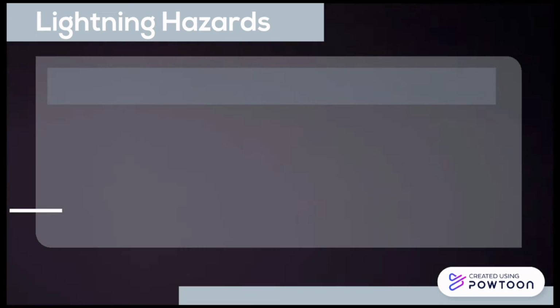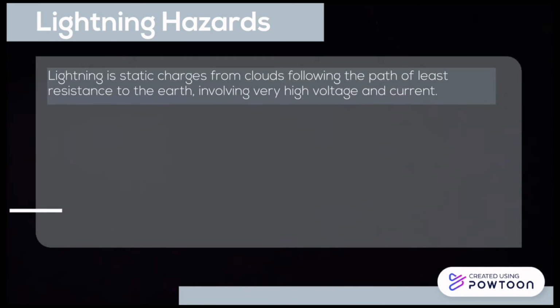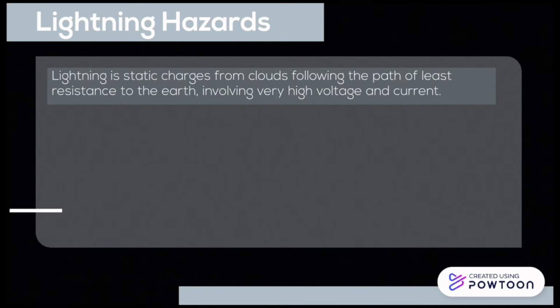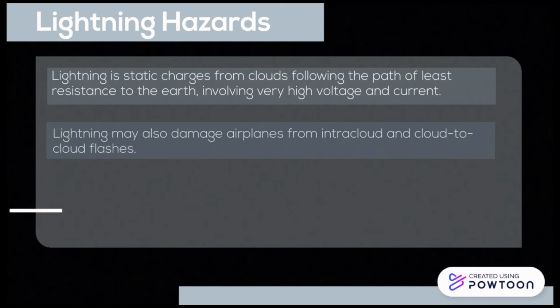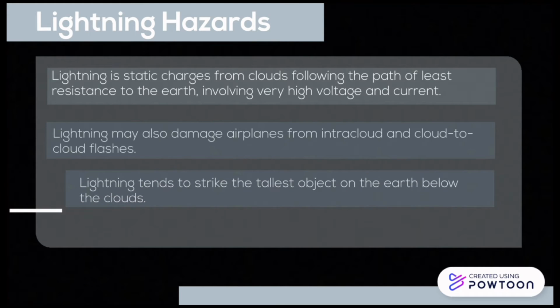We go through to the lightning hazards. Lightning is static charge from clouds following the path of least resistance to the earth, involving very high voltage and current. Lightning may also damage airplanes from intra-cloud and cloud-to-cloud flashes. Lightning tends to strike the tallest object on the earth below the clouds.